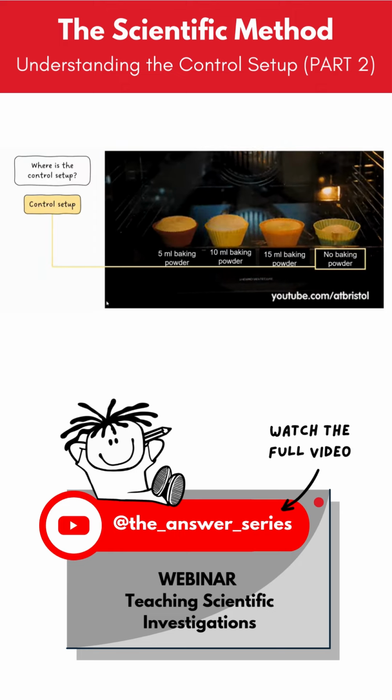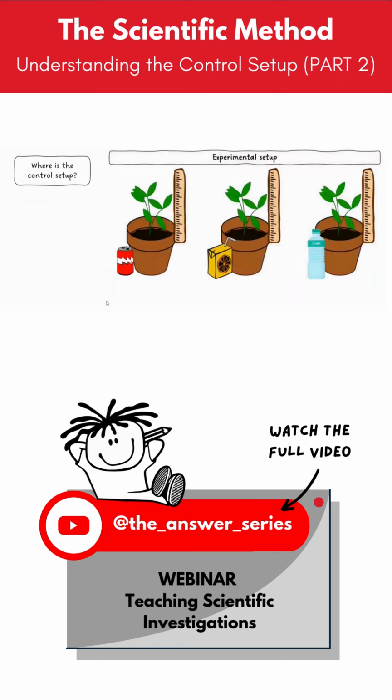So the control allows us to compare how much of the height was actually caused by the baking powder. Okay. I would go on to the second one, and here again, I would ask them, okay, maybe which one is the control setup here? And the control setup is going to be the one that receives only water.